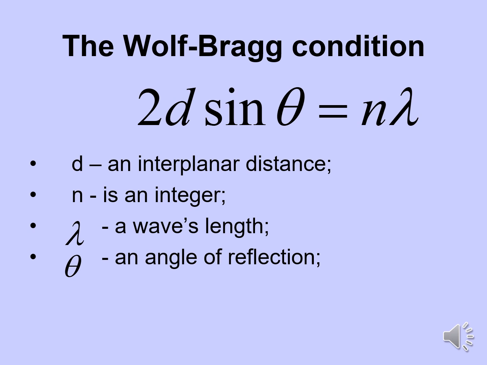As the wavelengths of X-rays are commensurate with the interatomic distances in crystalline materials, crystals are a natural diffraction lattice. And now you can see the equation of the Wulff-Bragg condition, where d is the interplanar distance, n is an integer, lambda is the wavelength, and theta is the angle of reflection. This equation expresses the Wulff-Bragg condition discovered independently by Wulff and Bragg in 1913. Please remember this.